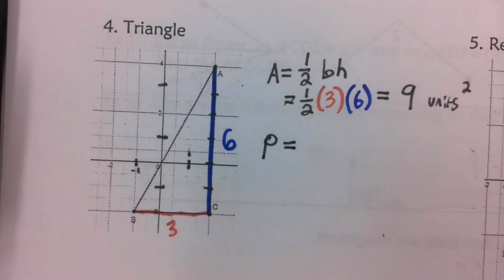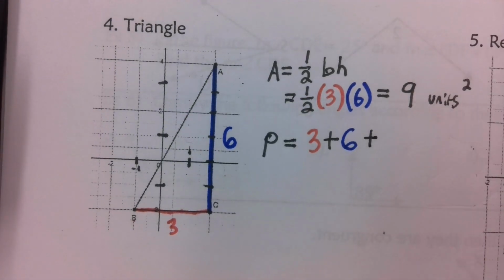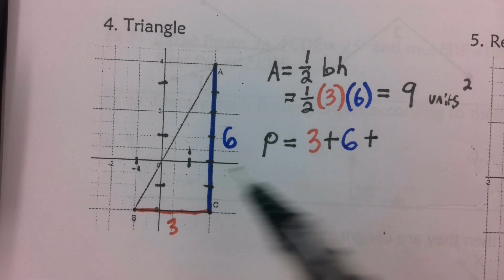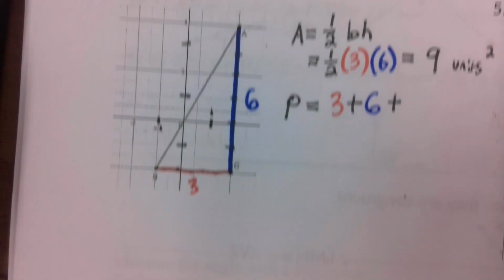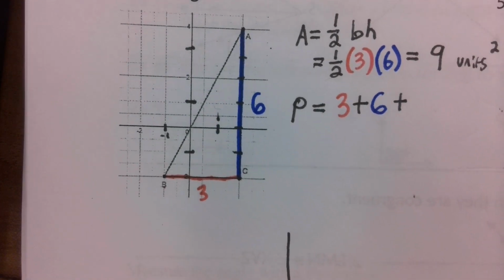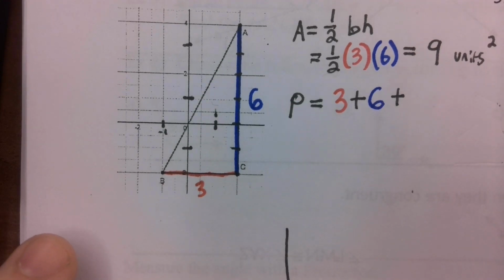For the perimeter, we just need to add up all the sides. So we'll add together 3 and 6 and, we actually don't know the length of this third side. There are a couple of ways to find the length of this third side. Anytime you have a diagonal line and you're asked to find the length, you're really asked to find the distance. So we can use the distance formula here.